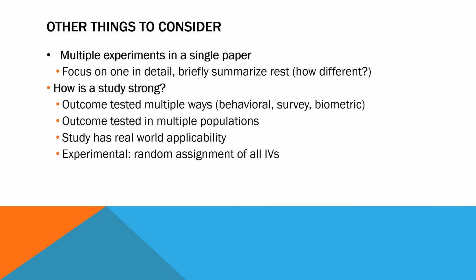We have talked about this since the beginning of the semester, but a study is strong in terms of its ability to make a causal claim when it's a true experiment. And it's a true experiment when there's random assignment of all of the independent variables. So if they have random assignment, that's considered to be a stronger causal argument to make because you've eliminated alternative potential causes.